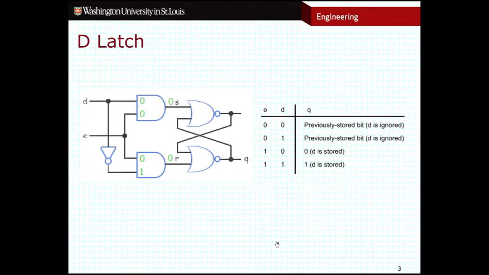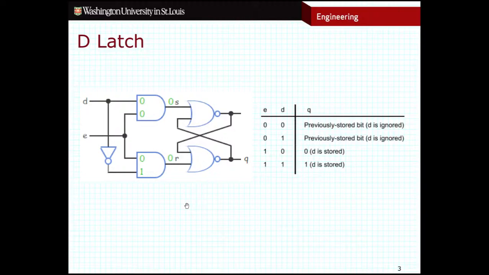Let's take a look at a truth table that kind of shows us in more detail what's actually going on here. So you can see exactly what I just described. D only matters if the E bit is high. D only matters if enable is on. If enable is low, then I don't care what D is. D can be anything that I want. It's just going to remember whatever was previously stored in that configuration when the E bit was high.